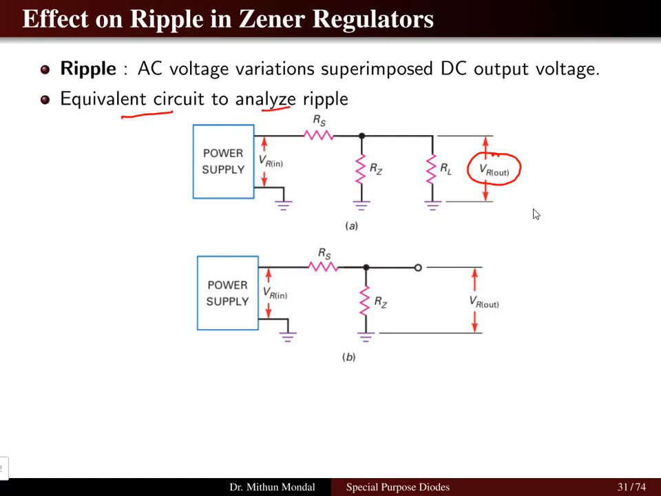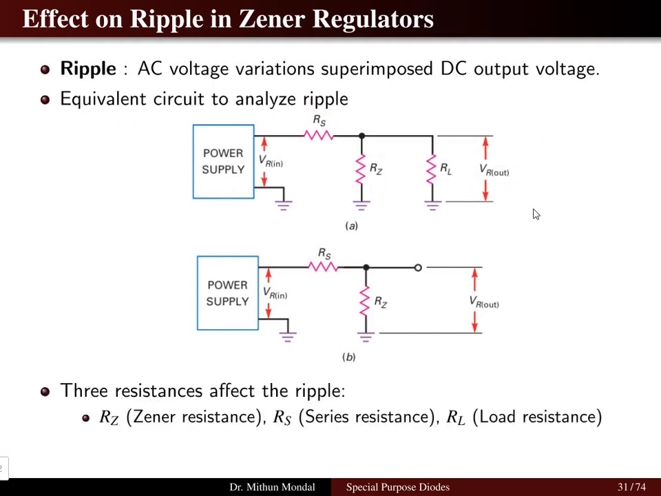So you have the input voltage coming from the source. This is the internal source resistance and the Zener resistance. Load resistance is connected in parallel. If we remove this load resistance with an open circuit, then we have the voltage which is VR out. Then three resistances will affect the ripple: the resistance of the Zener diode, the series resistance, and the resistance of the load. So these three resistances will affect the total ripple of the Zener regulator.